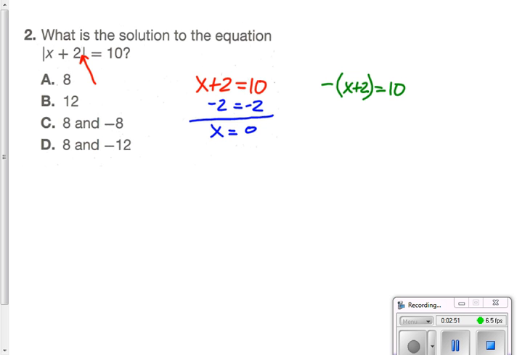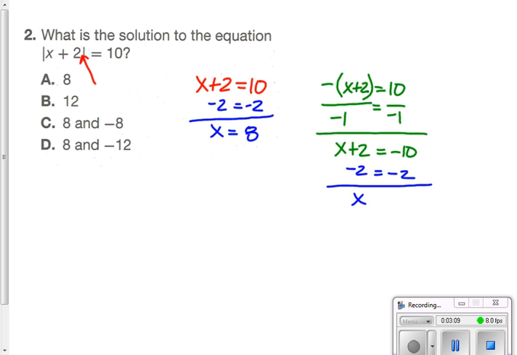The next one, we're going to get rid of that negative sign. That negative sign is being distributed, so I'm going to divide this side by -1. Divide by -1. We have x plus 2 equals -10. To get x alone, I'm going to subtract 2, and we have x equals -12. So the 2 options with absolute value, which normally gives you 2 options covering both cases, are 8 and -12, which would be option D.